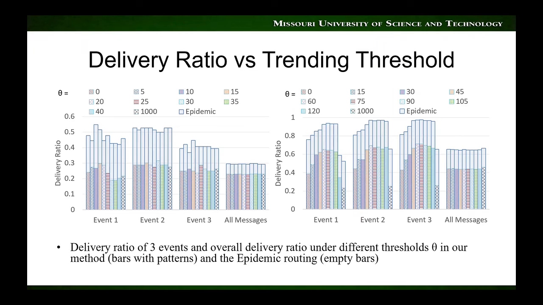Then we wanted to show how the trending threshold affects the delivery ratio. We could say that for different trending thresholds, different delivery ratios can be achieved for different events. However, the delivery ratio for all messages is pretty much the same, which is not controlled by the trending threshold.